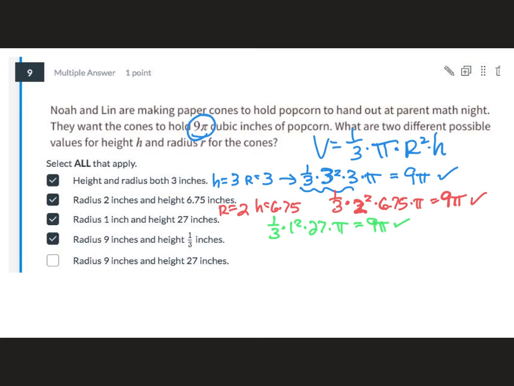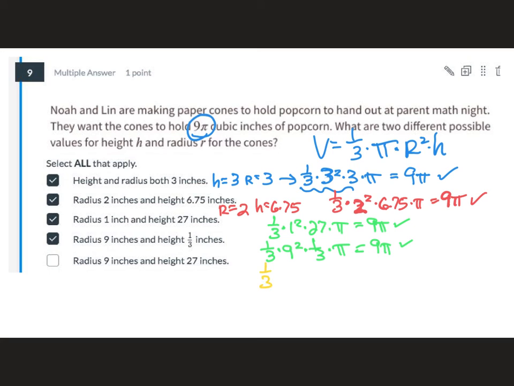Next one, radius is 9, height is 1/3. So we're going to say 1/3 times 9 squared times 1/3. Pi symbol sits there. Putting it in your calculator, we get 9 with a pi. Does this work? Awesome. Okay, let's look at the last one.